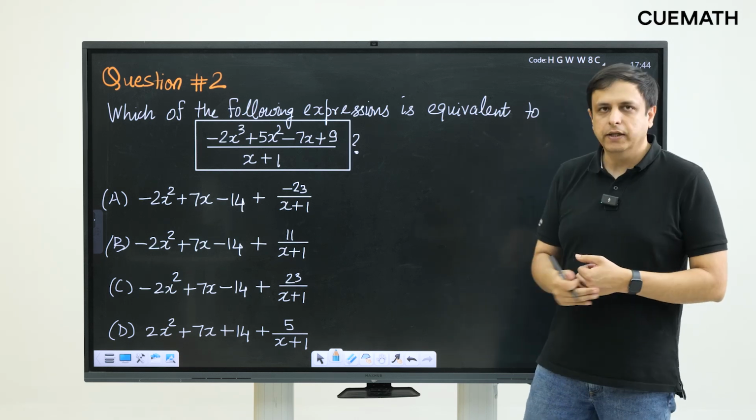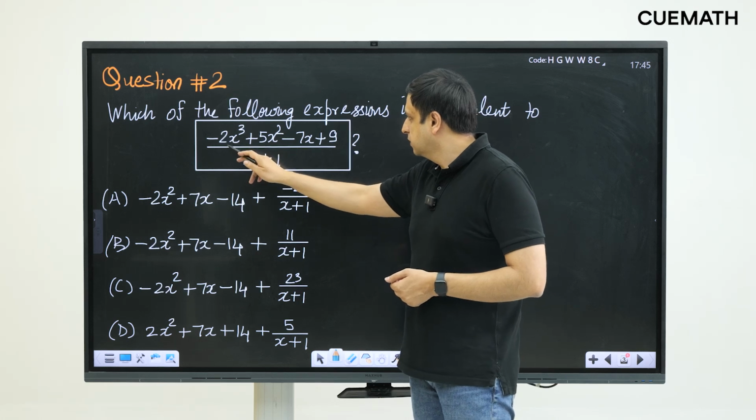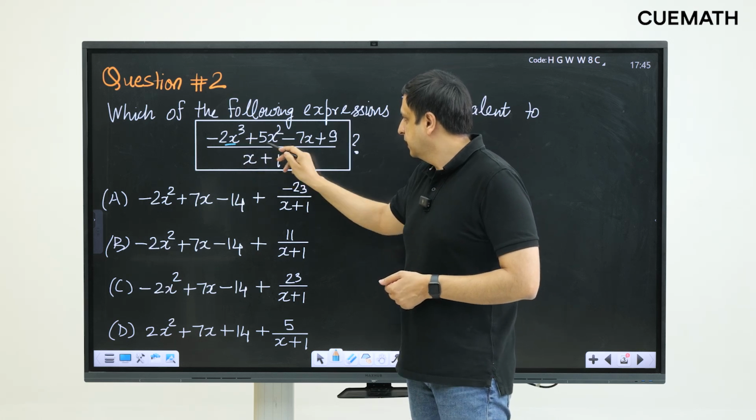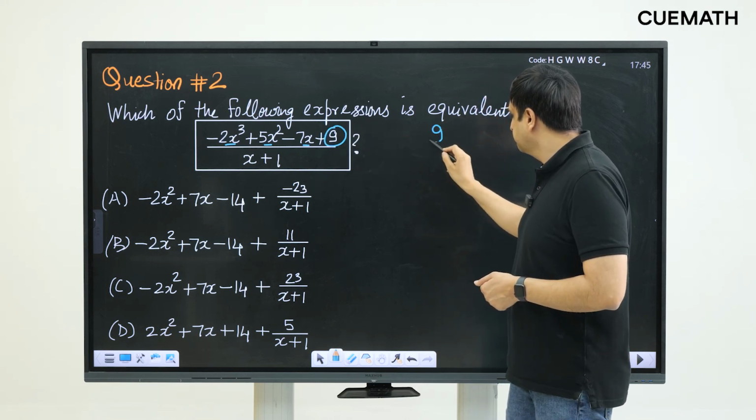So, once again we will substitute x equal to 0 here and let us see what we get. So, if I substitute x equal to 0 into this expression, this becomes 0, 0, 0 and I get a 9 in the numerator.